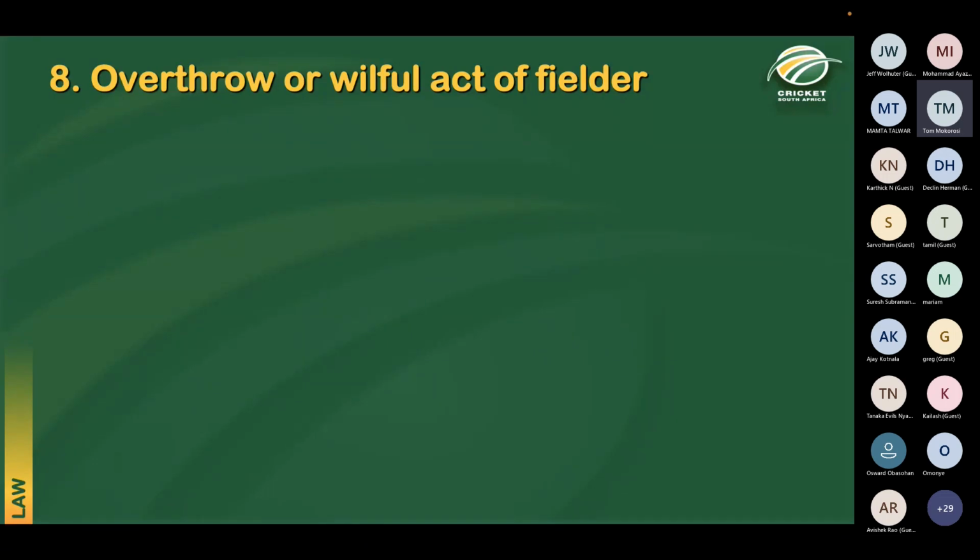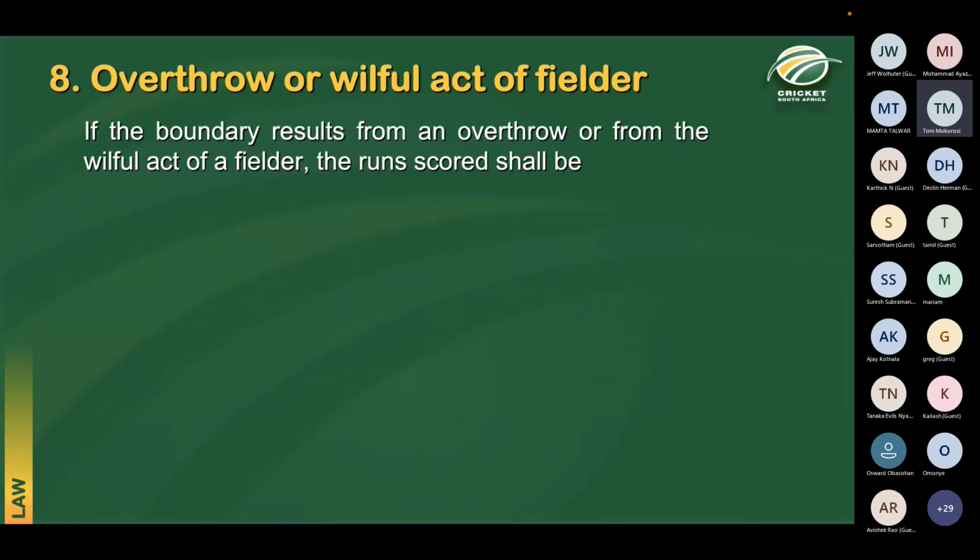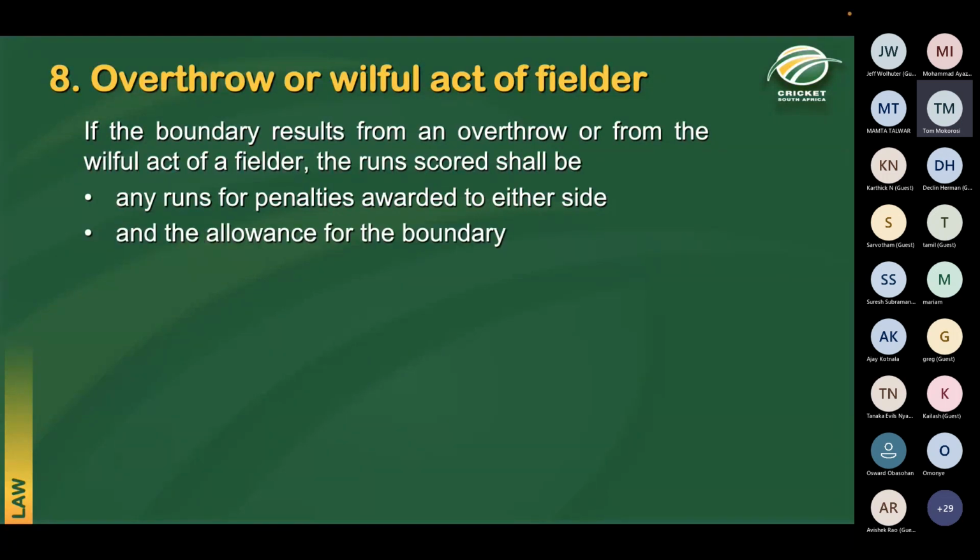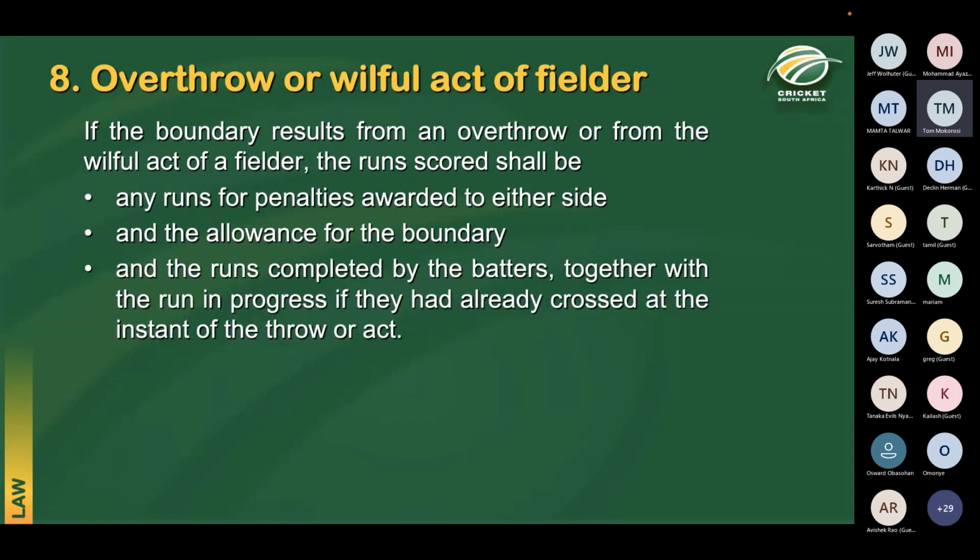How do we handle overthrows or willful acts of fielders? Let's see what the law says. If the boundary results from an overthrow or from the willful act of a fielder, the runs shall be scored as such. Any runs for penalties awarded to either side will always stand, and then the allowance for the boundary will stand. The runs completed by the batters, together with the run in progress, if they had already crossed at the instant of the throw.